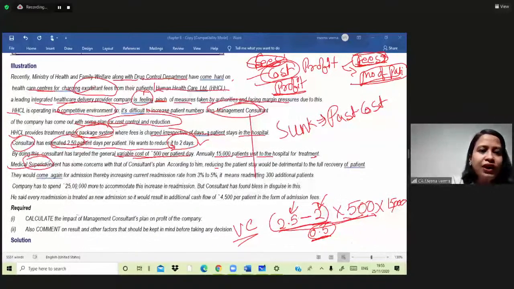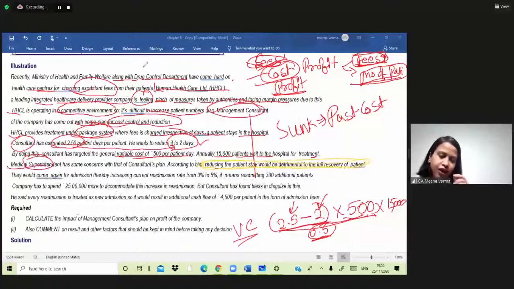See, remember, I want to highlight this with a different color. What is their concern? According to him, reducing the patient stay would be detrimental to the full recovery of the patient. Remember, this is not an ethical point. He is saying that there is a requirement to admit the patient for 2.5 days. And if you remove the patient without full recovery, because you want to achieve your target, you will remove the patient from the hospital within 2 days.